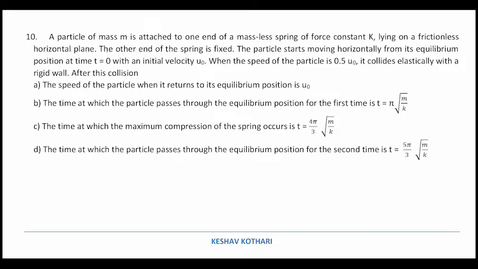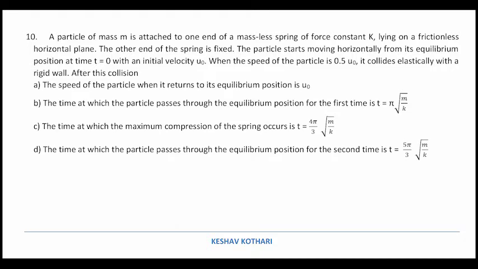After this collision, we are asked to calculate the speed of the particle when it returns to its equilibrium position. The next one that is asked is the time at which the particle passes through the equilibrium position for the first time. The next question is the time at which the maximum compression of the spring occurs. And then the next is the time at which the particle passes through the equilibrium position for the second time. So these are the questions that are asked to us. So let us begin solving this out.